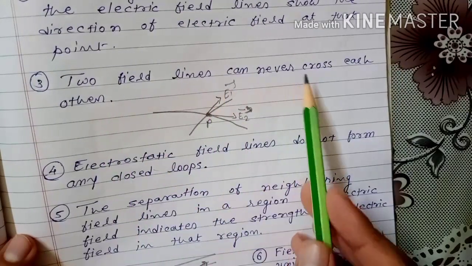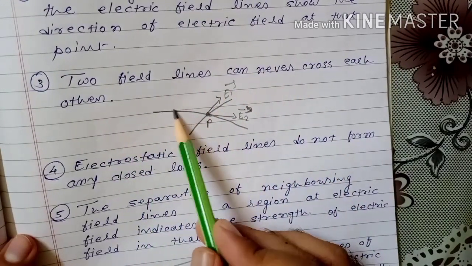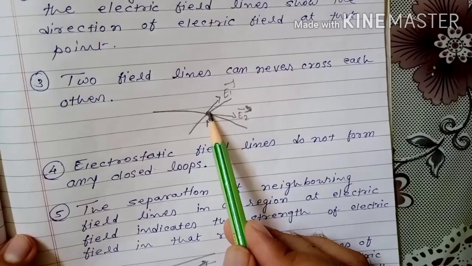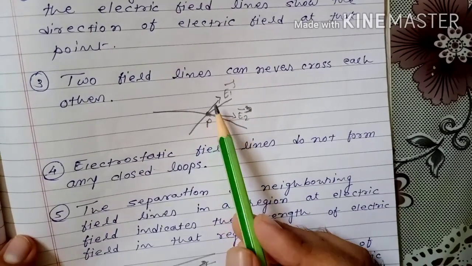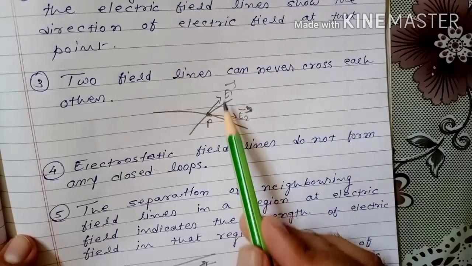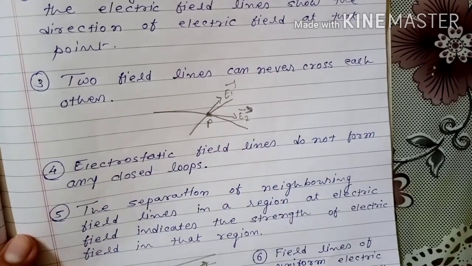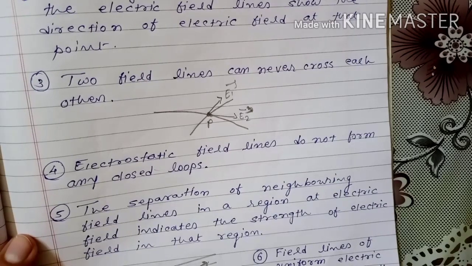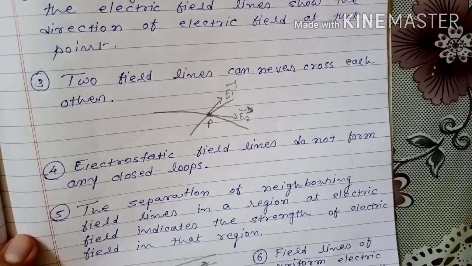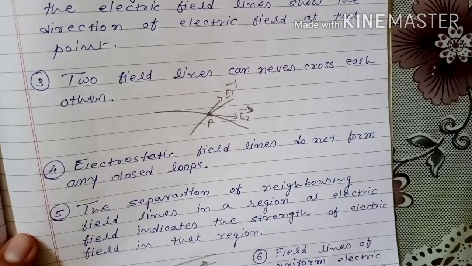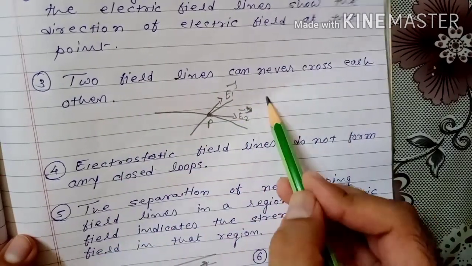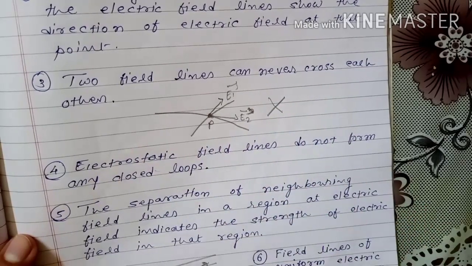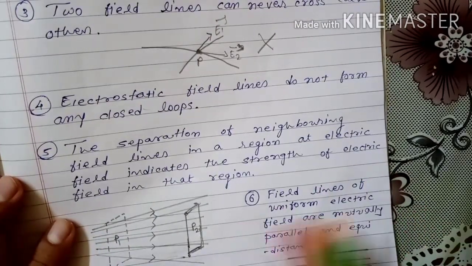Third characteristic, two field lines can never intersect each other. Here, if electric field lines intersect, then what will happen? At a single point P, there can be two directions of electric field, E1 and E2. At a single point, at the same time, there can never be two directions of electric field. There will be only one direction of electric field. Therefore, two electric field lines can never cross each other. They can never intersect.